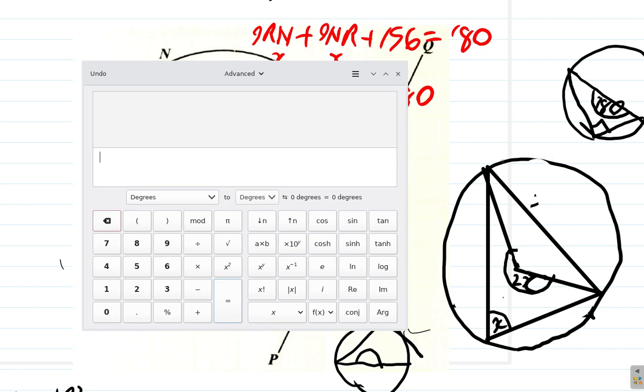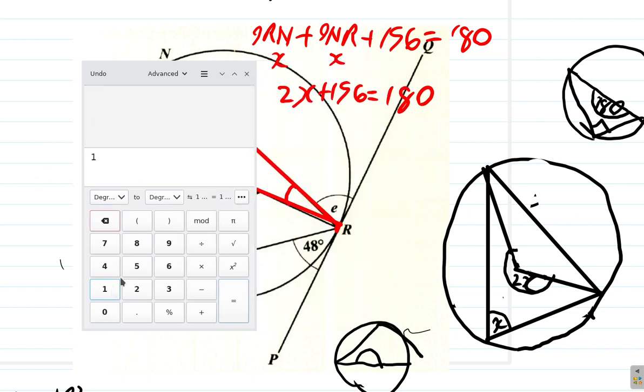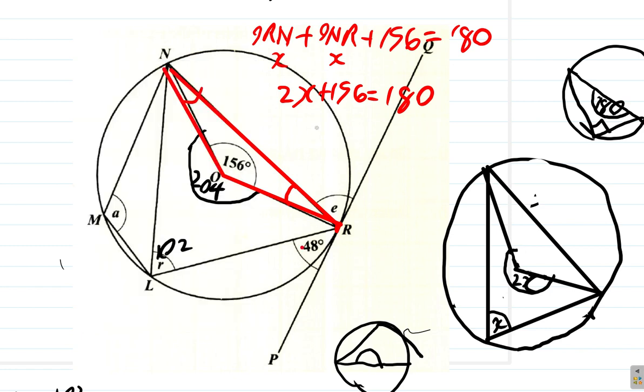So what do you get in that case now? 180 minus 156 equals 24. So 2x equals 24. So x would be half of 24, which is 12. So this is 12 degrees, all right?